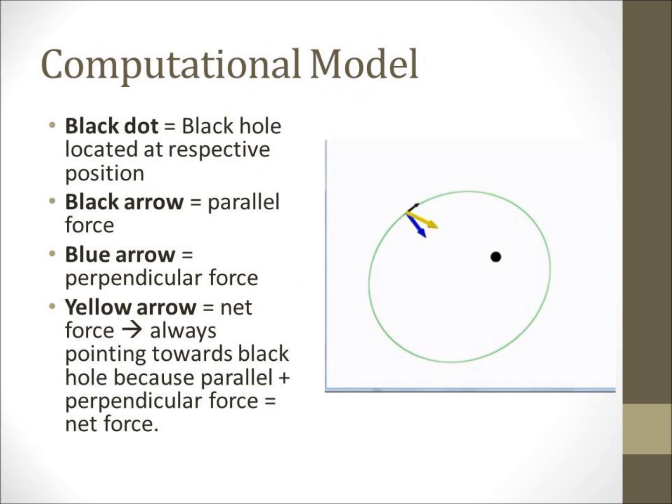Our computational model shows us a visual of the star orbiting the black hole and the net gravitational force exerted on the black hole by the star. The black dot represents the black hole located at a respective position. The black arrow represents the parallel force, the blue arrow represents the perpendicular force, and the yellow arrow represents the net force, which is always pointing towards the black hole because the parallel and perpendicular forces equal the net force.